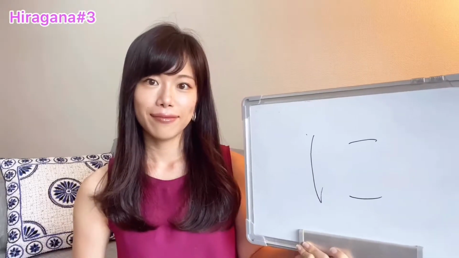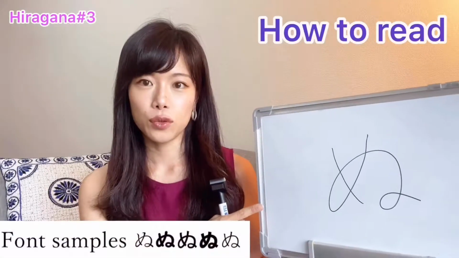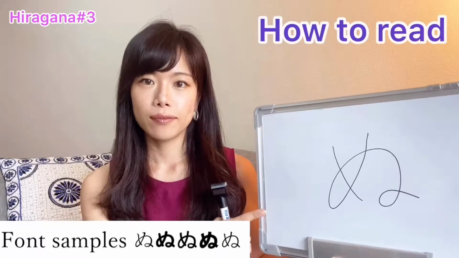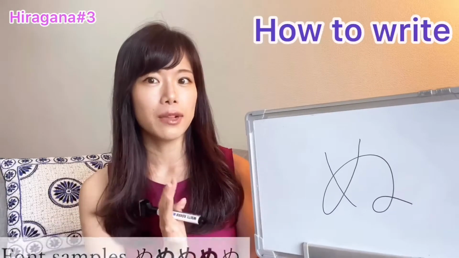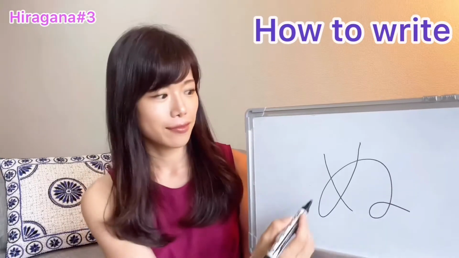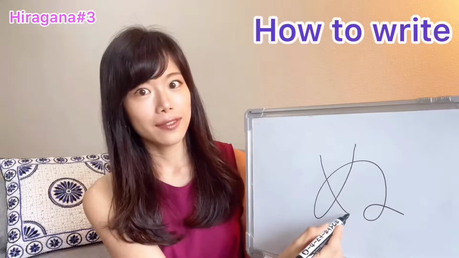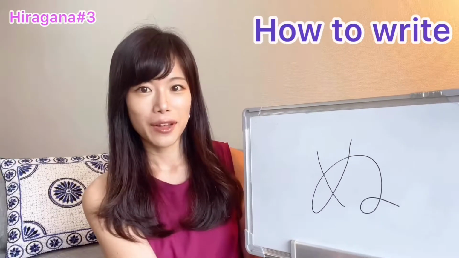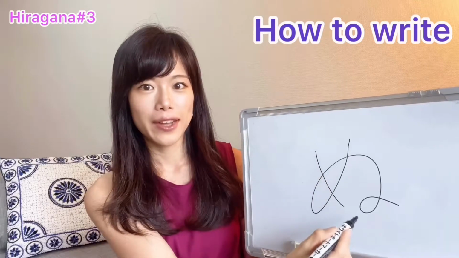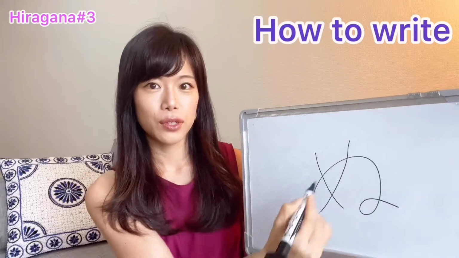に。 This is ぬ。 Looks a little bit complicated, isn't it? Okay, how to write ぬ? 1, 2. Once again. 1, 2.